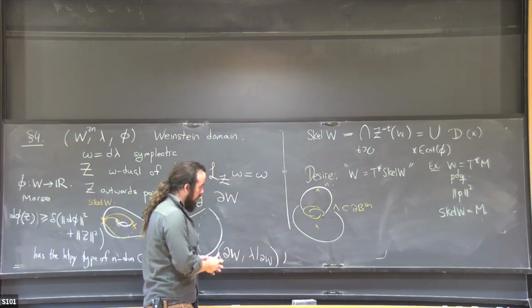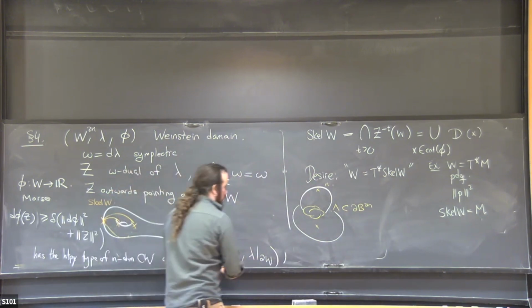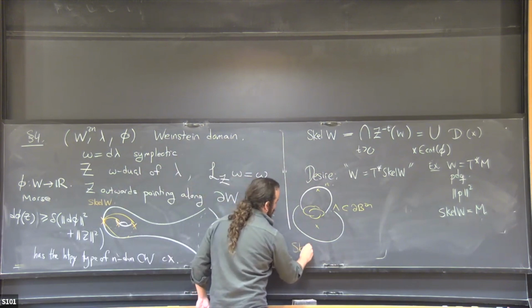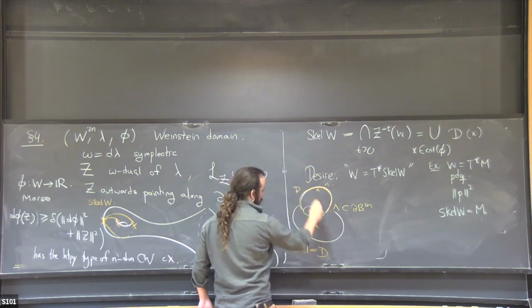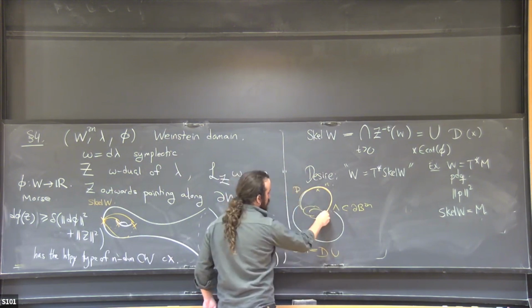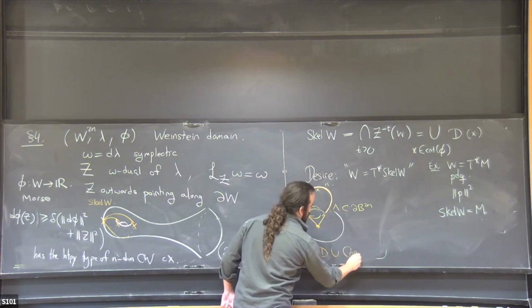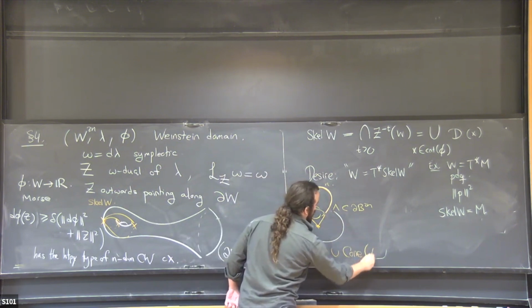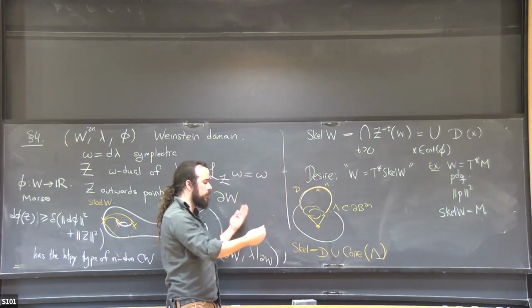And the skeleton is going to be disk D union the Lagrangian cone on the attaching Legendrian. So it's topologically a sphere, as it should be.